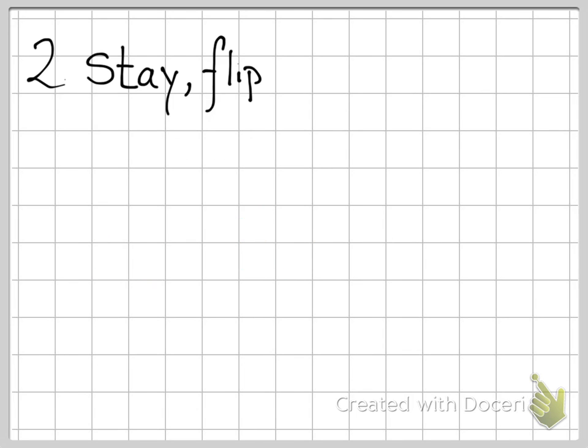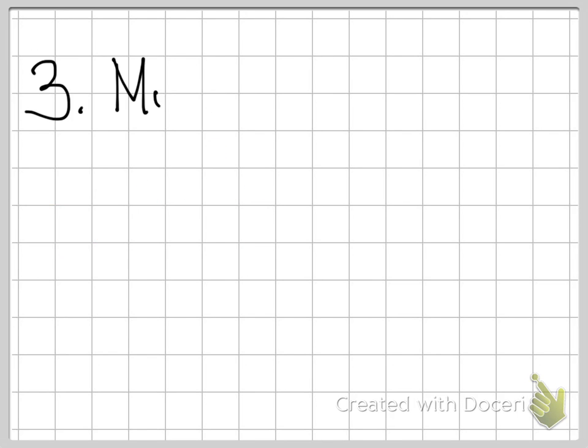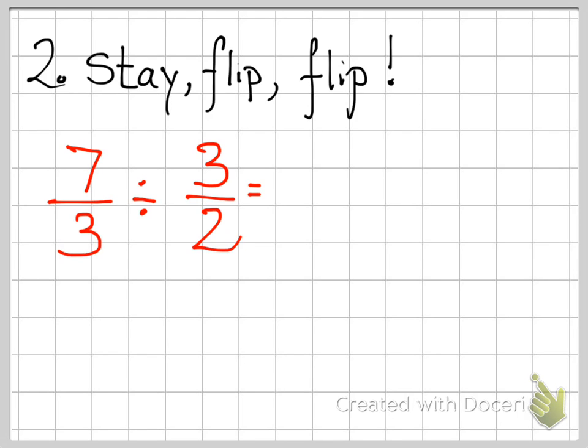Number 2 is stay, flip, flip. The most famous one, right? So let's see, these were our numbers. There we go. So there's our number, 7/3 divided by 3 halves. And now comes the part where we change division into multiplication, right? So this number stays 7/3.